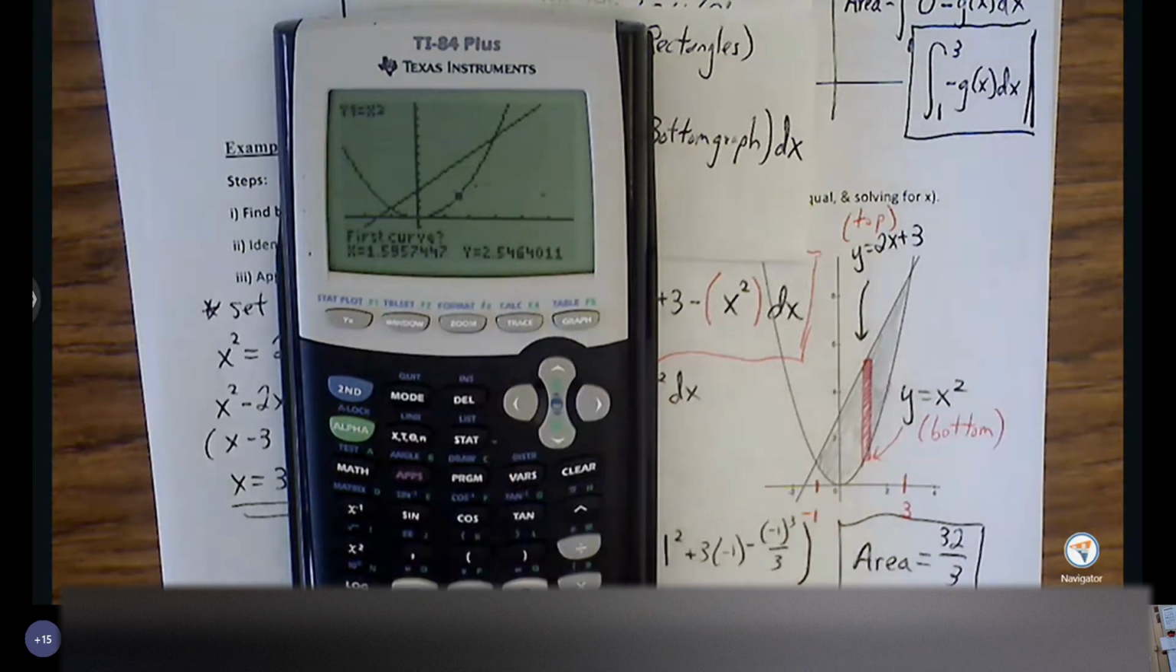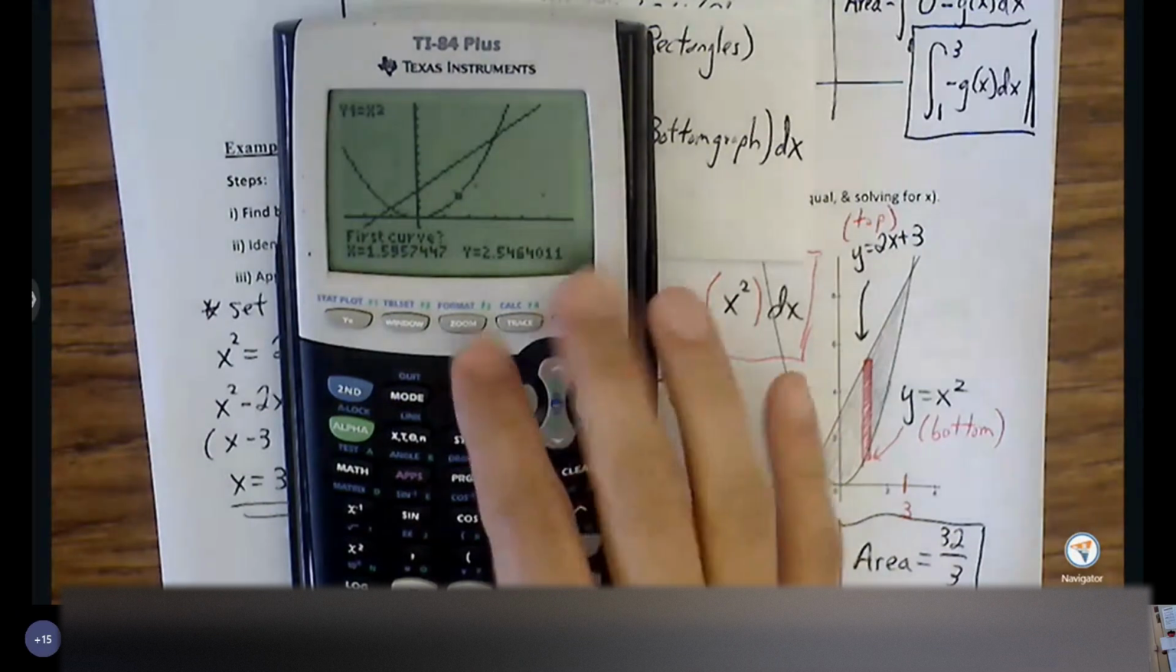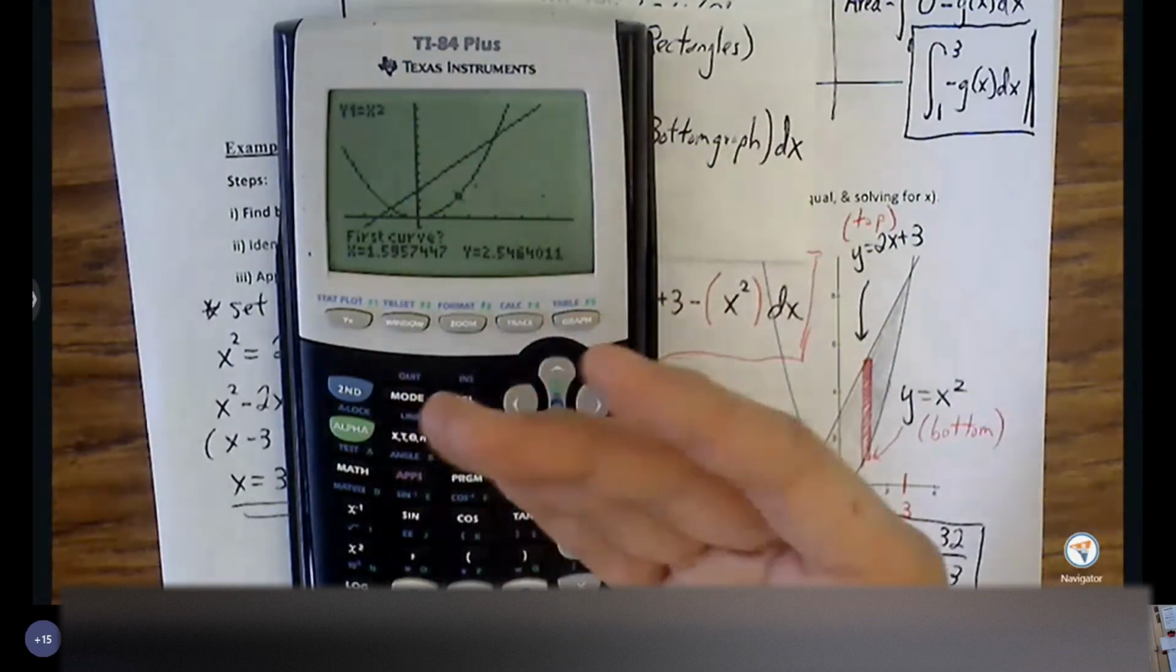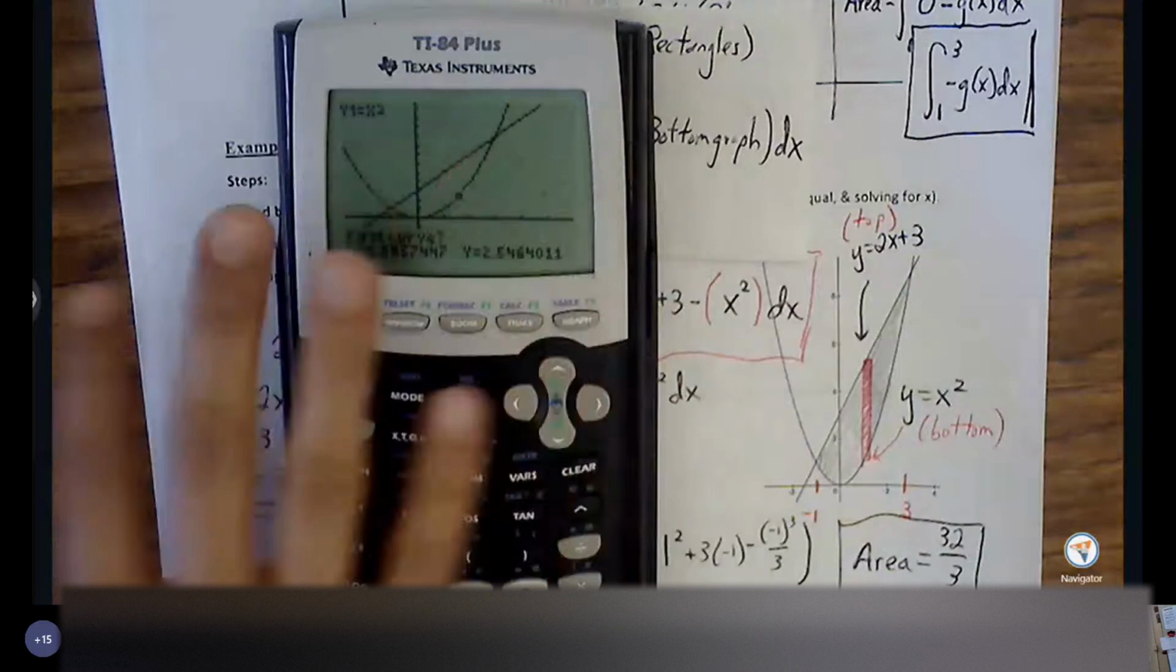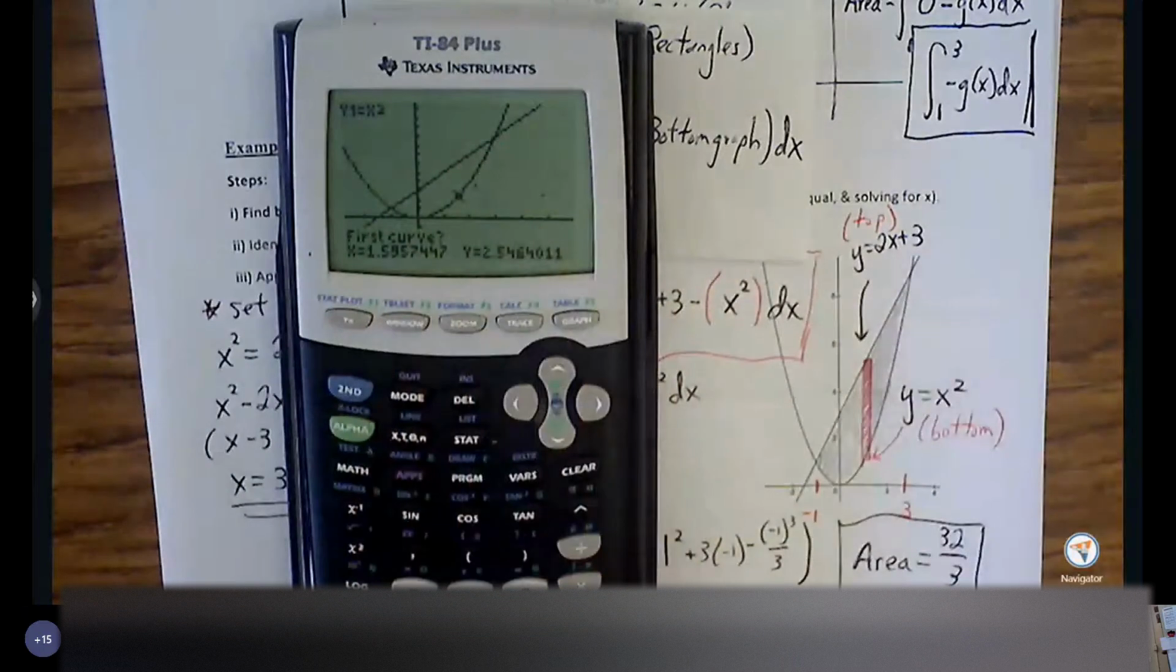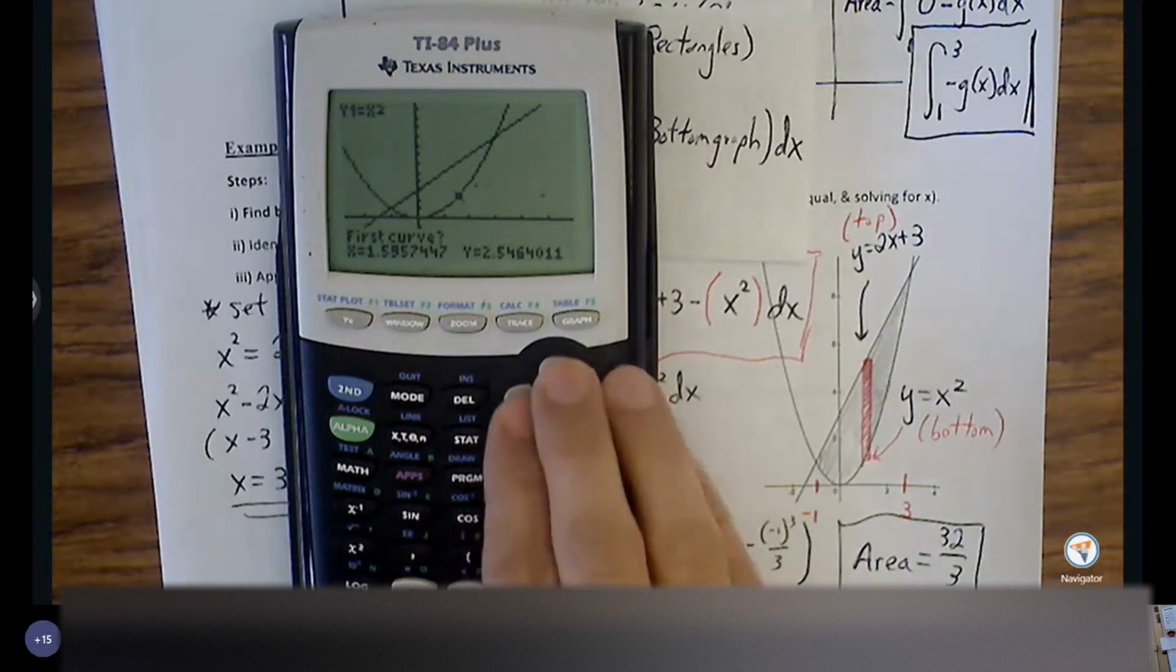Okay, the calculator is going to ask you for a first curve. It seems obvious, right? There's only 2 curves here, so it should know. But if there are multiple curves on the graph, and we want to find the intersection, we want to tell the calculator which graphs to look at.